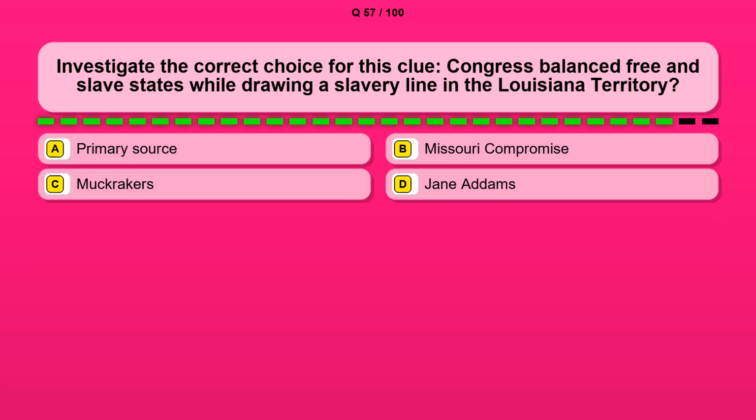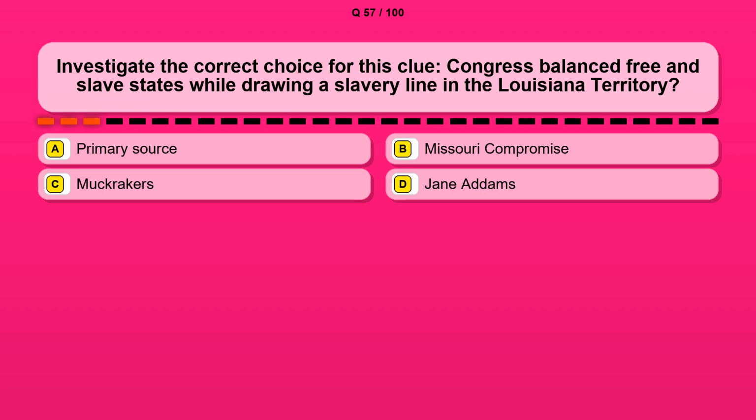Question 57. Investigate the correct choice for this clue. Congress balanced free and slave states while drawing a slavery line in the Louisiana Territory. Option A, primary source. Option B, Missouri Compromise. Option C, muckrakers. Option D, Jane Addams.